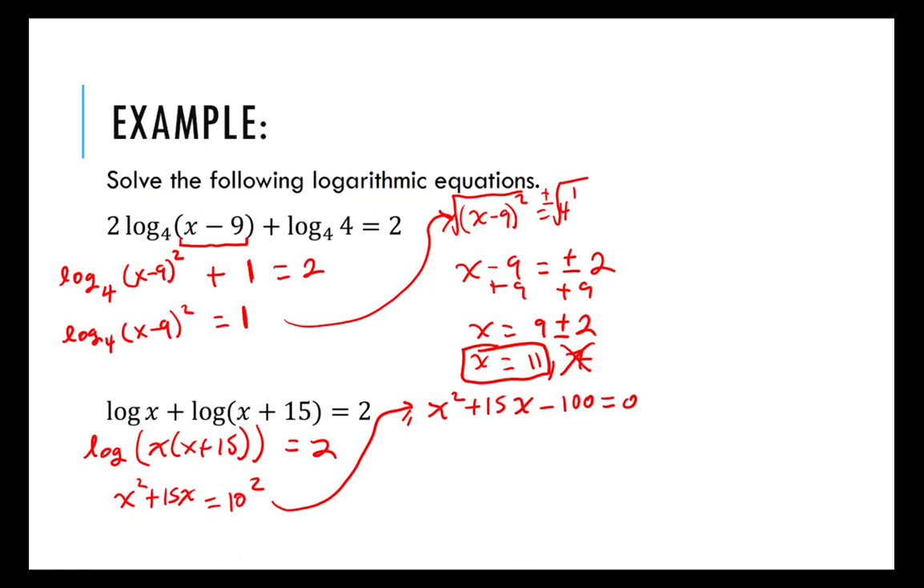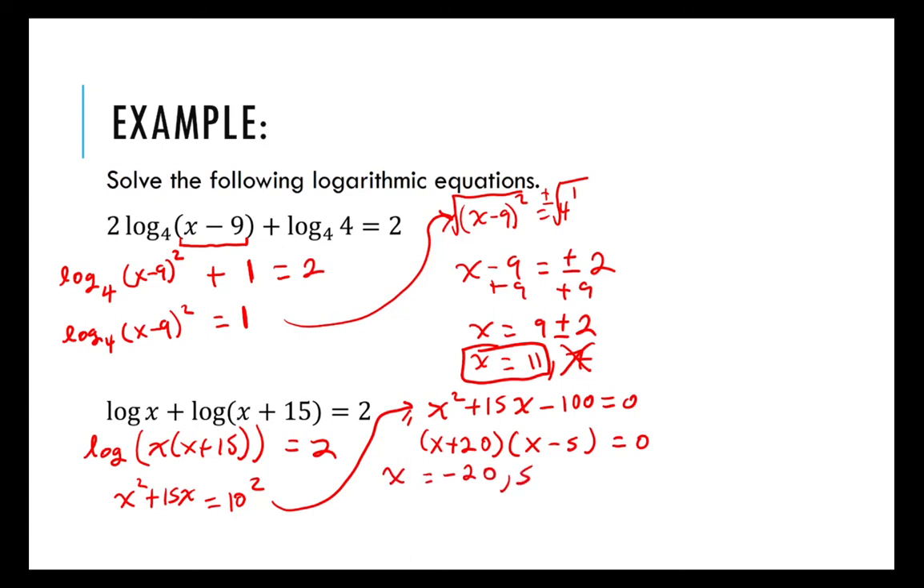Then pick your favorite method of solving a quadratic. I'm going to factor this. (x plus 20) times (x minus 5) is equal to 0. Let's confirm that factorization. Negative 5 times 20 is negative 100. 20 minus 5 is positive 15, and x times x is x squared. So we're factored. Then using the zero product property, I get that x is equal to negative 20 and positive 5.